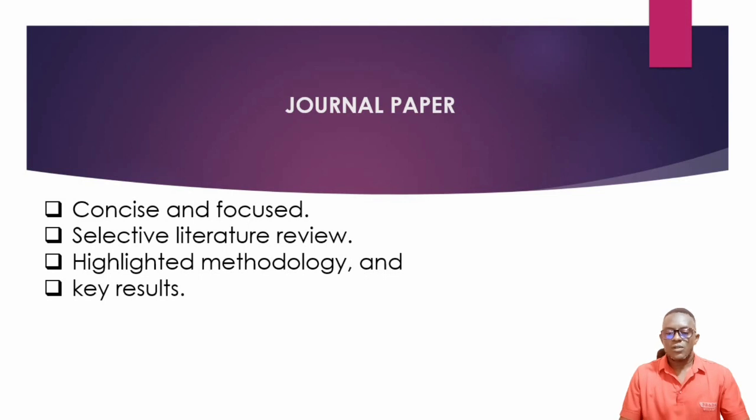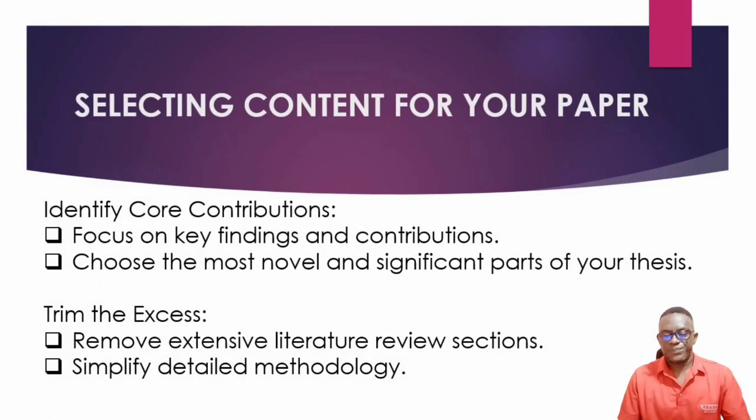Next, selecting the content for your paper. To do that, you will need to identify the core contributions of the paper. I'm going to demonstrate to you the practical of all of these. You need to focus on key findings and contributions of the paper that you want to publish. You need to choose the most novel and significant parts of your thesis. Then you will need to trim the excesses. All of these are coming from your thesis, so you will trim the excesses, meaning that you need to remove extensive literature review sections, simplify and detail your methodology.